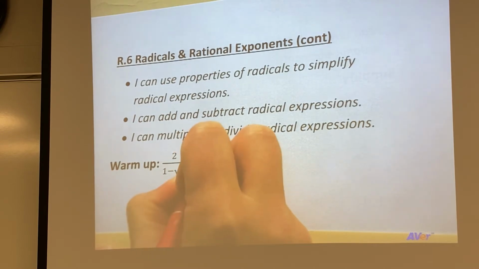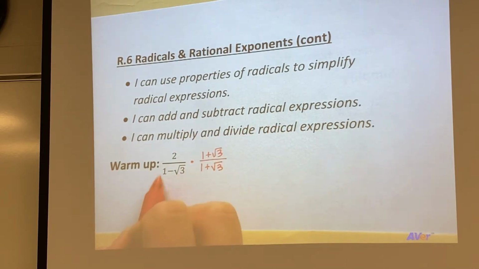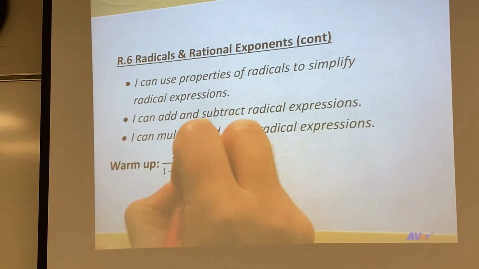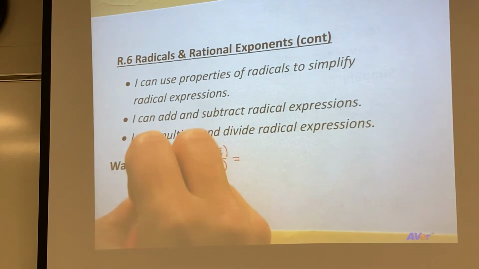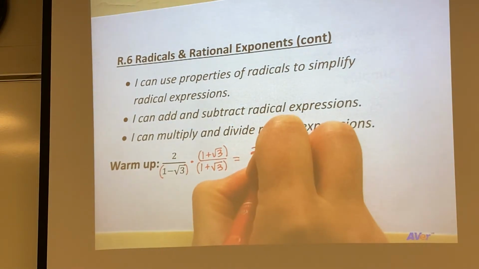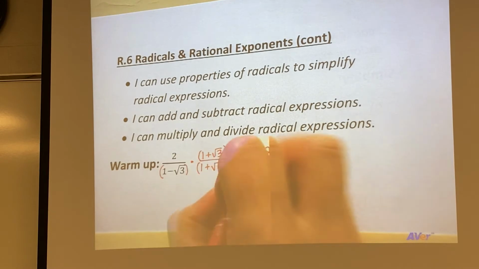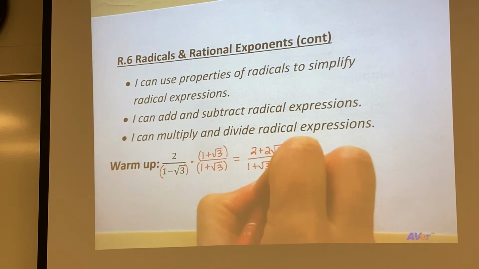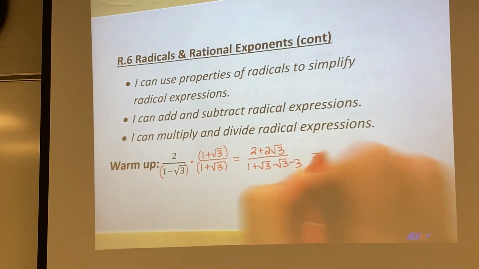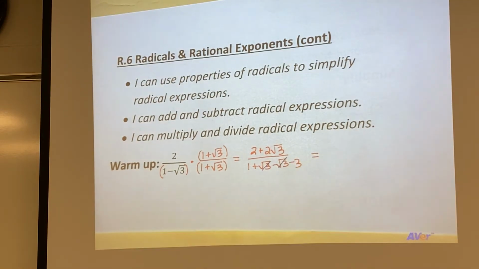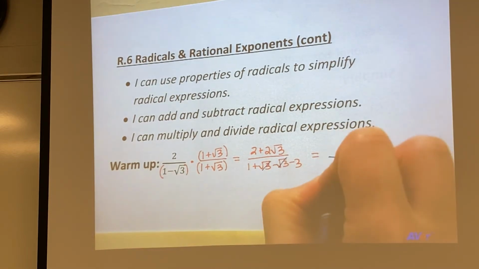We take the opposite of the radical, but we leave 1 the same. All right, we're going to distribute on top. All of these need to be grouped so we can distribute and FOIL. We get 2 plus 2 radical 3 for our numerator. And our denominator, 1 plus the square root of 3 minus the square root of 3 minus 3. All right, so to simplify that denominator, the positive square root of 3 and negative square root of 3 would add to equal 0. And then 1 minus 3 is negative 2.